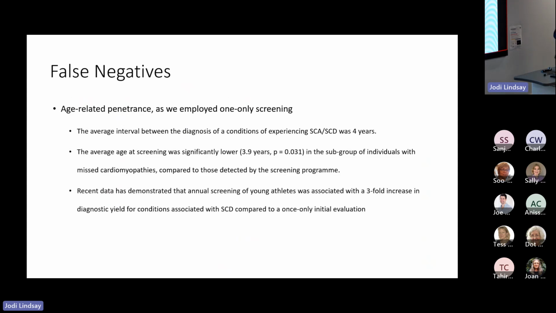The other thing, of course, to consider is what I said before, that this is a one-off screening program, okay? So you may screen someone at the age of 14. We know that those conditions have a degree of penetrance.